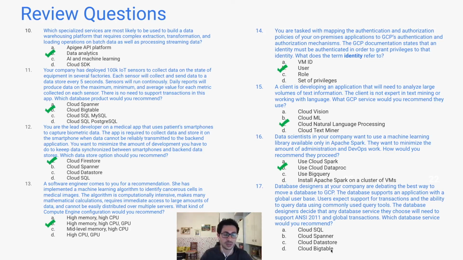So, Cloud Bigtable is not the best way in this case, right? Because we need transactions, we have a global user base, and since we have a global user base, Cloud SQL is also not fine. Cloud Spanner might be okay. And query data using commonly used query tools, so Cloud Datastore is also not fine. So the answer is Cloud Spanner because it's the only one that meets all the requirements.